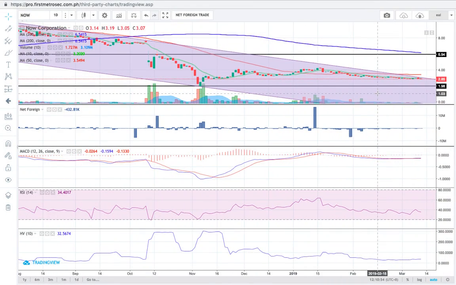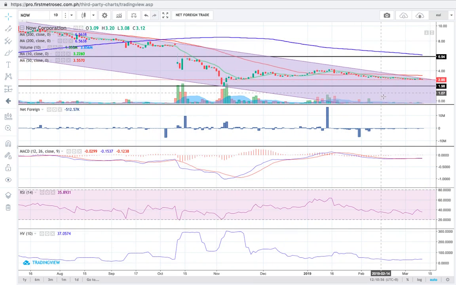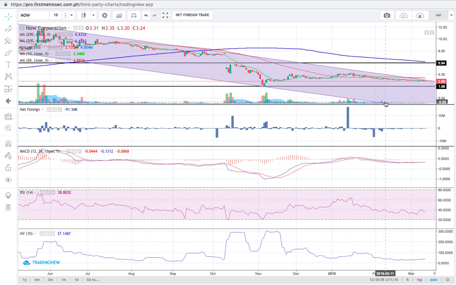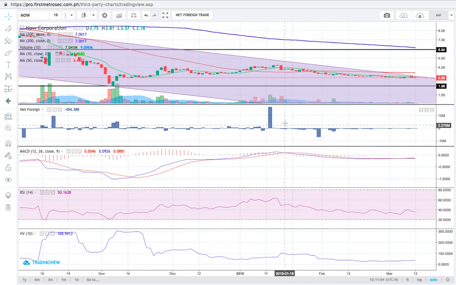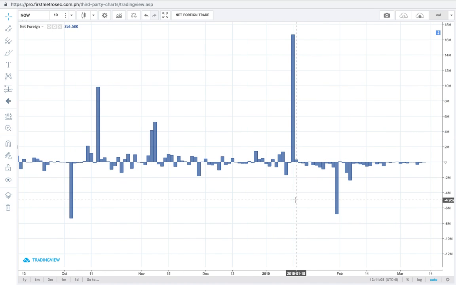So there you go. Main support is at 1.98. Main resistance is near 5.94. Now let me make some comments about its net foreign trade. I'm sure you would like to know if foreign investors are net buyers or net sellers for 2019 year to date on Now Corporation.